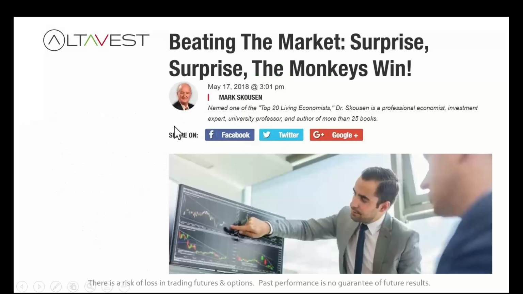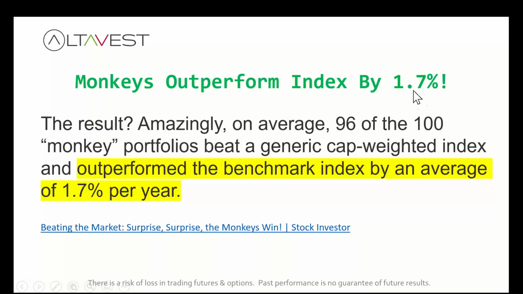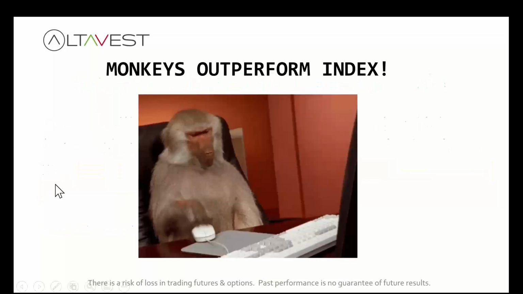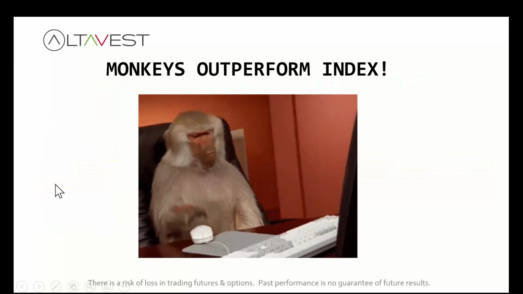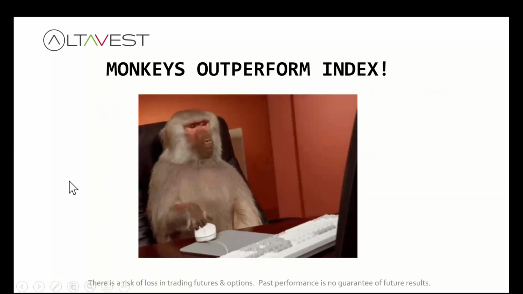Look at this here from Mark Skousen, a famous economist. It says, beating the markets, actually the monkeys will actually win. They outperform the index by 1.7% per year on average. So that's just sort of a monkey portfolio, as they call it. So there you have it, folks. There's your best trader right there.